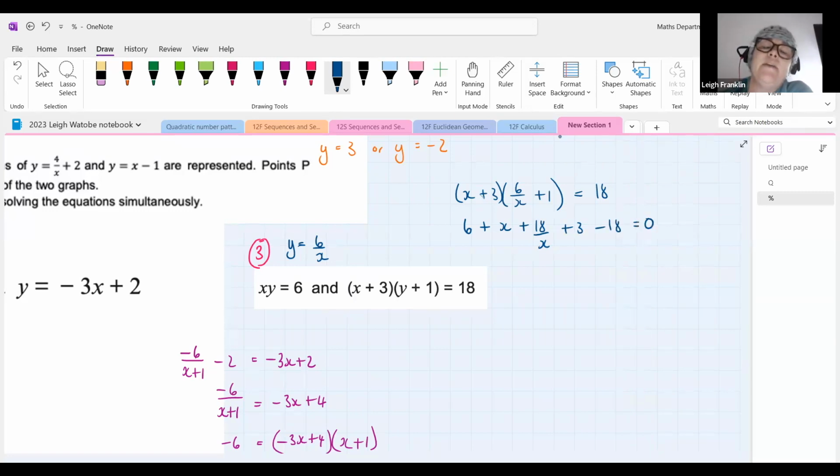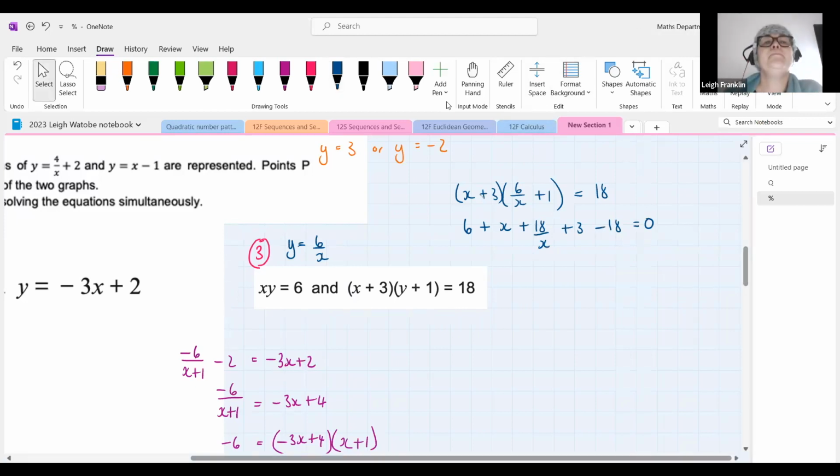Does that make sense to everybody? So I've just done FOIL and I've transposed the 18. Are we all good with that? Thumbs up, thumbs down? Making sense to everyone?